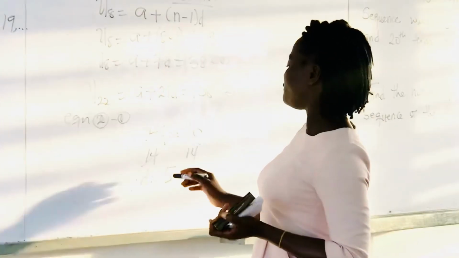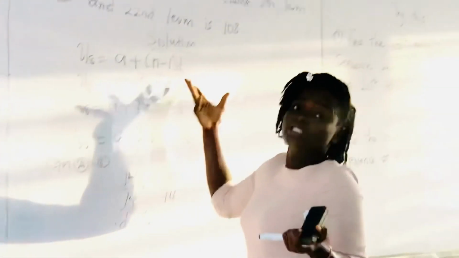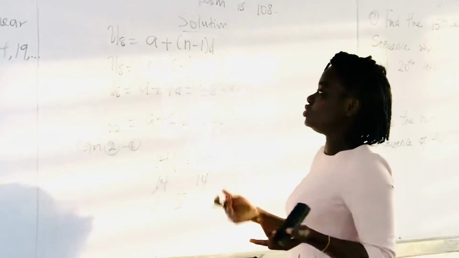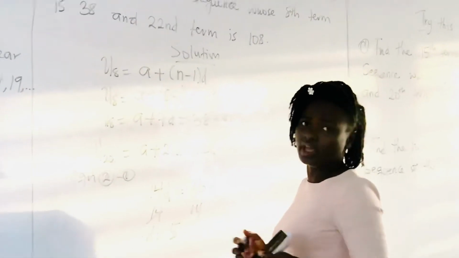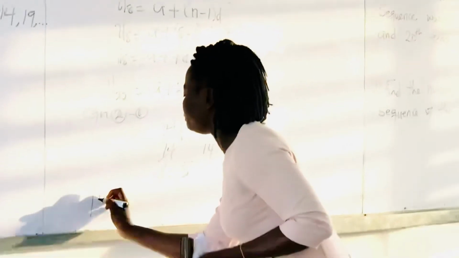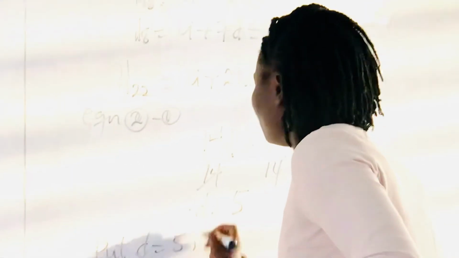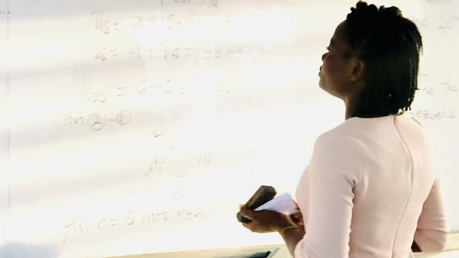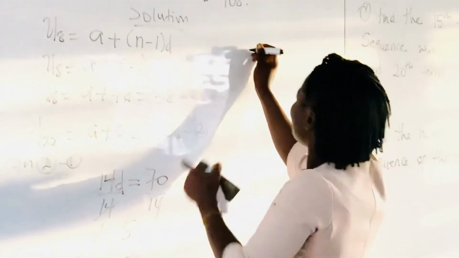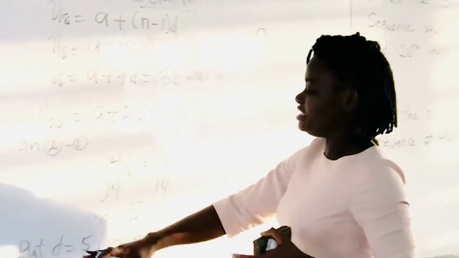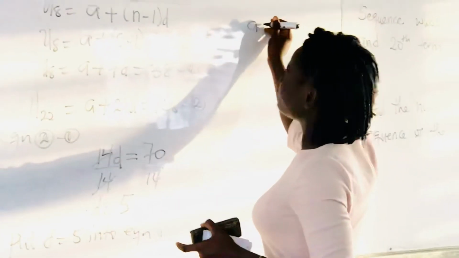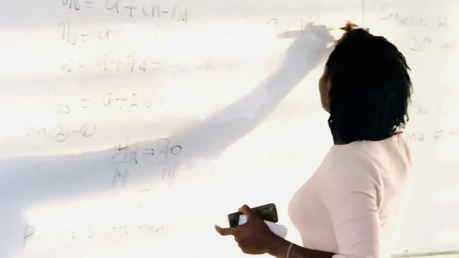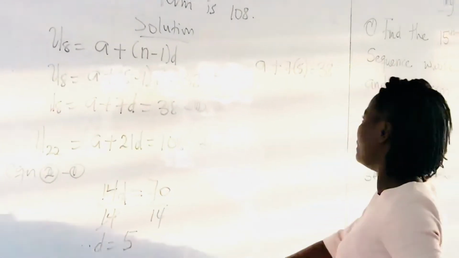So after getting the difference to be 5, we can substitute it into any of the equations above, either equation 1 or 2. But looking at this, I'll choose equation 1. So put it into equation 1. Good. So this is our equation 1. It becomes, wherever we see D, we put 5 over there. Then we simplify.